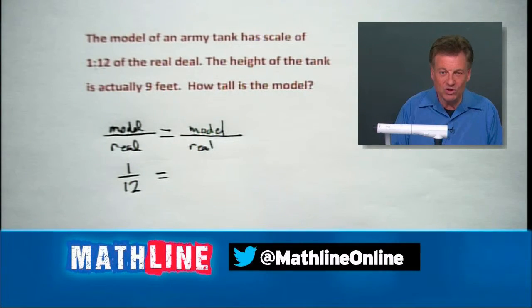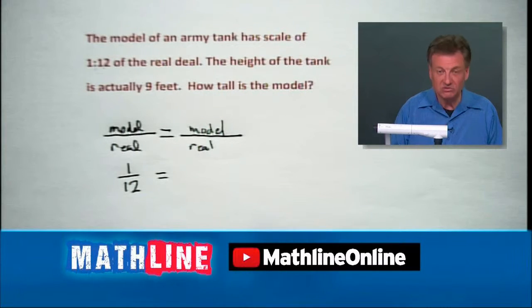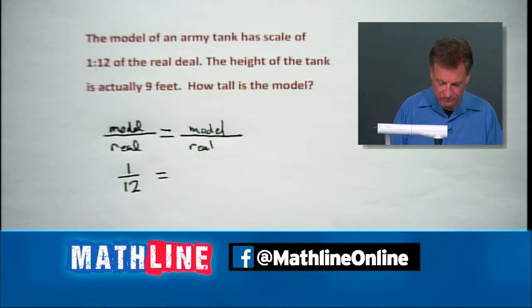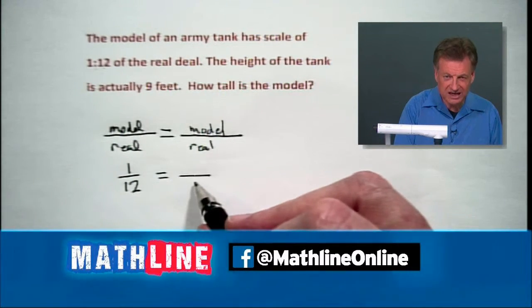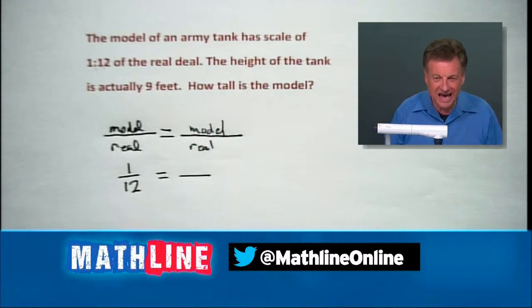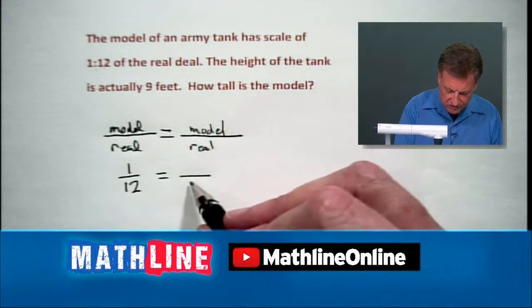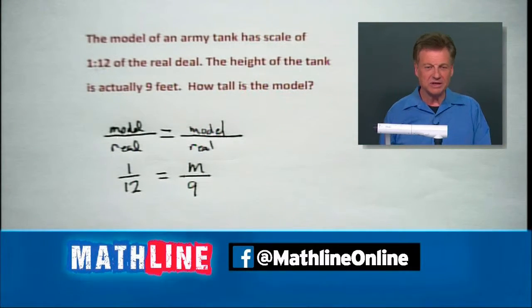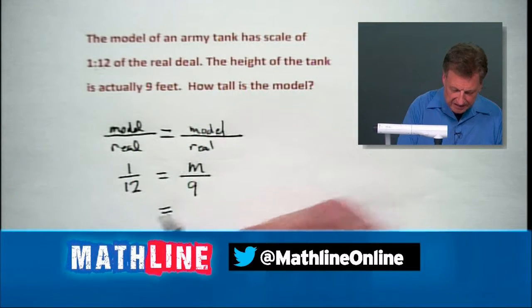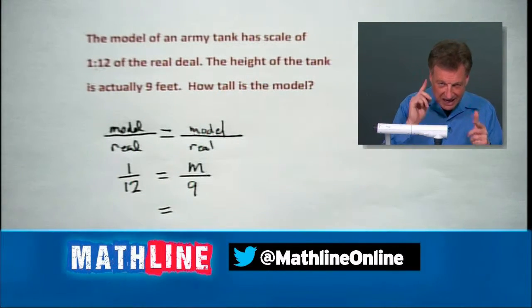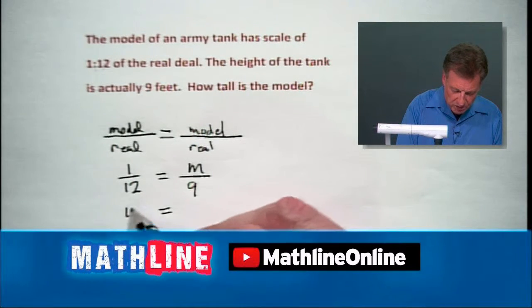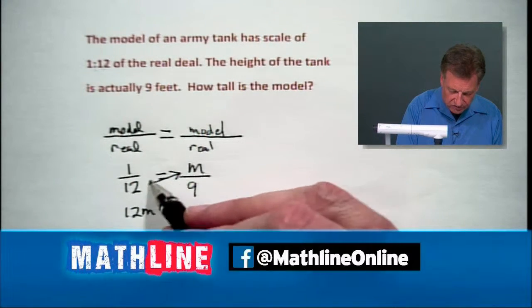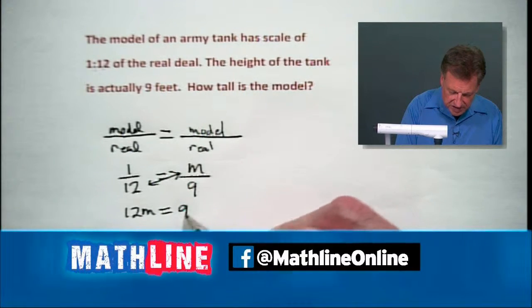On the other side here, what's going on? Well, what do we have? We got 9 feet for the real deal. Let's go 9 feet. We'll change it in a minute. And the model? We'll put an M there for model. We don't know what it's going to be. But look, see what I'm noticing here? When we cross multiply, we're going to get 12 times the model equaling 9.